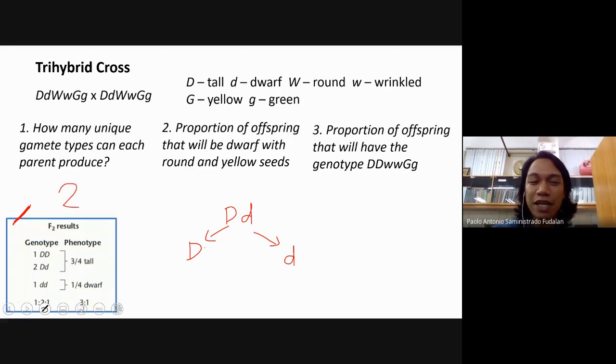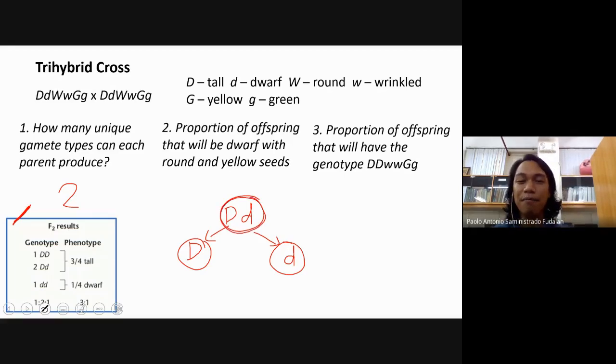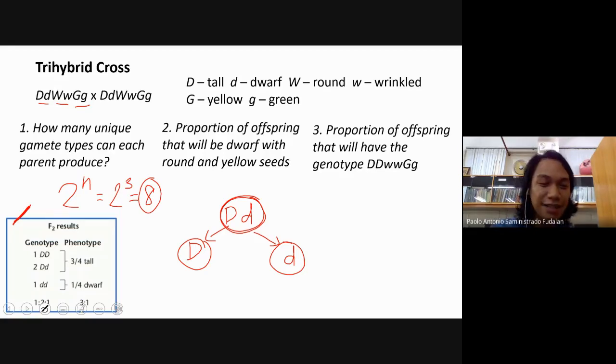So there's always that constant number 2. But how did we get the actual number 2? That's because there's only one character that we are talking about, a monohybrid. So this is 2 to the power of n, which is the number of characters. In this case, there are 1, 2, 3 characters for each parent. So that's 2 to the power of 3, the trihybrid. And the answer is 8. So the answer a while ago was correct, 8.